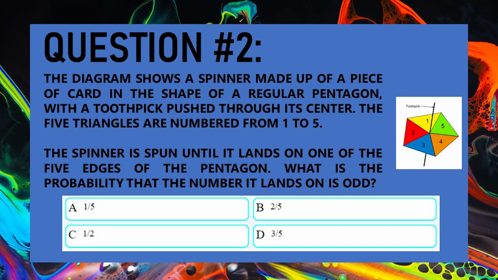Question number 2. The diagram shows a spinner made out of a piece of cord in the shape of a regular pentagon. With the toothpick pushed through its center, the 5 triangles are numbered from 1 to 5. The spinner is spun until it lands on one of the 5 edges of the pentagon. What is the probability that the number it lands on is odd? Letter A, 1/5. Letter B, 2/5. Letter C, 1/2. Or letter D, 3/5.